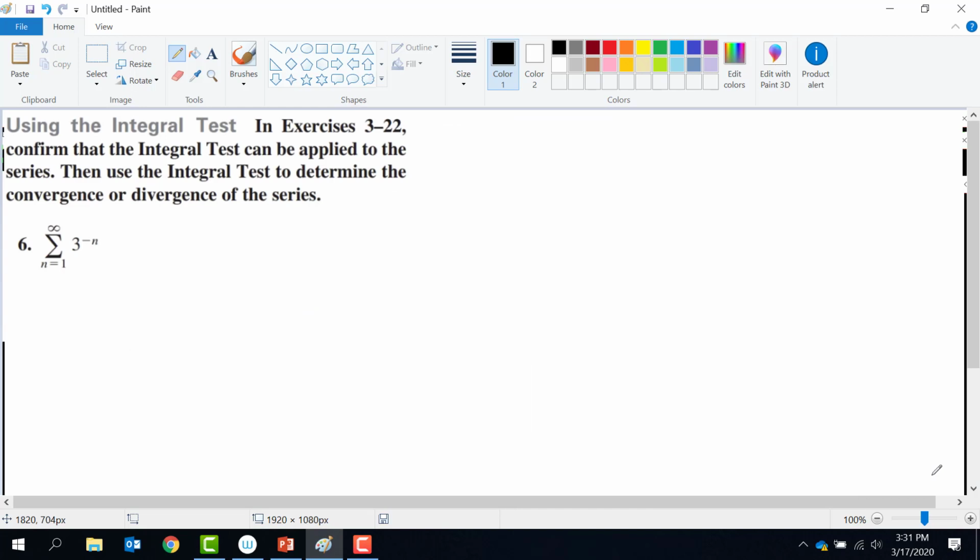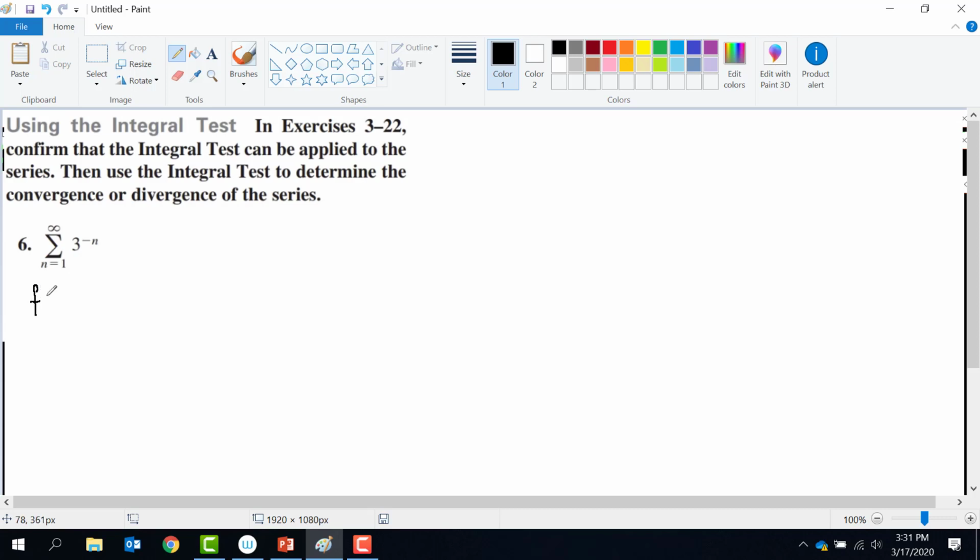Okay, so we have our first problem here in exercises 3 through 22. Confirm that the integral test can be applied to the series, then use the integral test to determine the convergence or divergence of the series. If I tell you how to do the problem, I expect you to do the problem that way. This problem, you can see, is a geometric series, and the common ratio is 1/3. So not only do we know that this converges, we know what it converges to because it's a geometric series, but we're being asked to use the integral test.